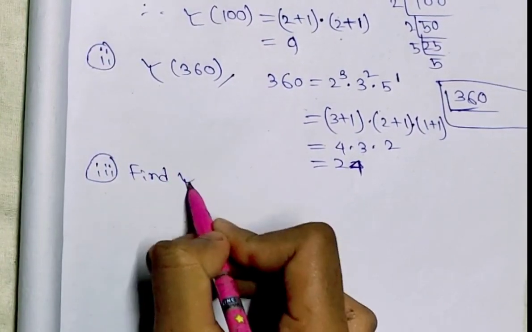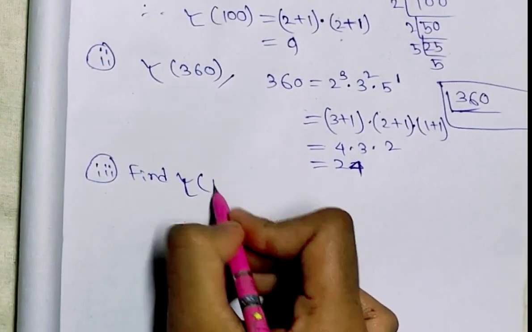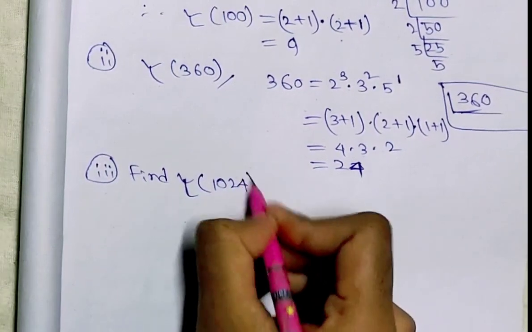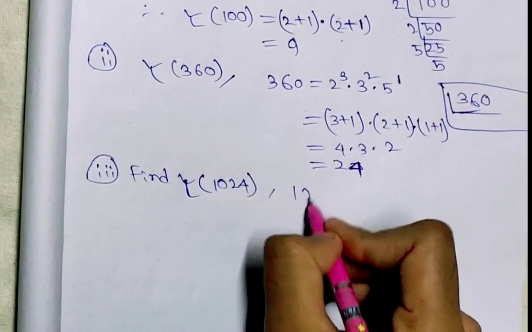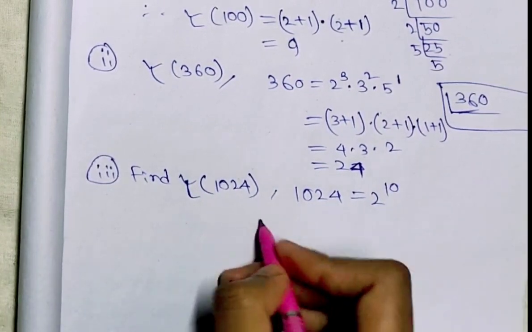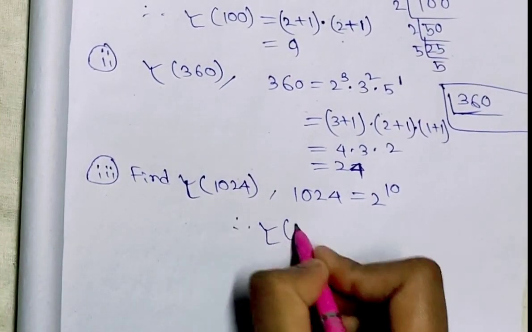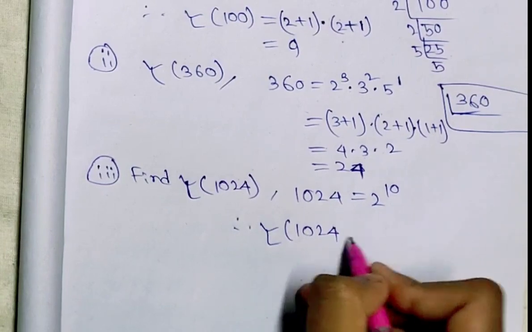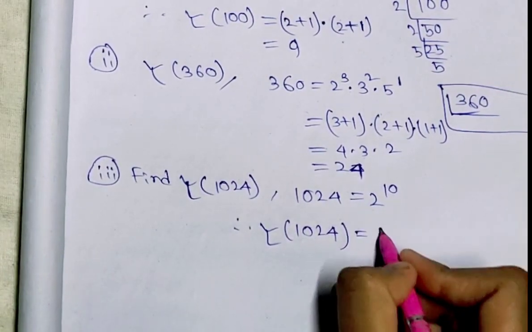Find tau of 1024. Now 1024 equals 2 to the power 10. Therefore tau of 1024 equals 11.